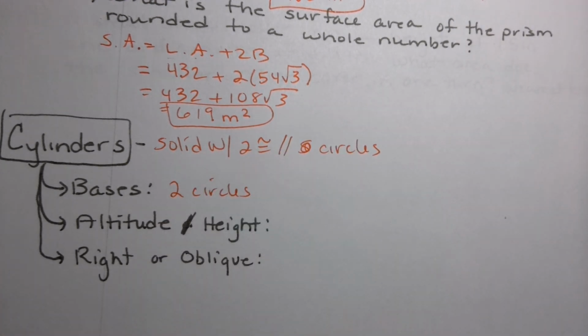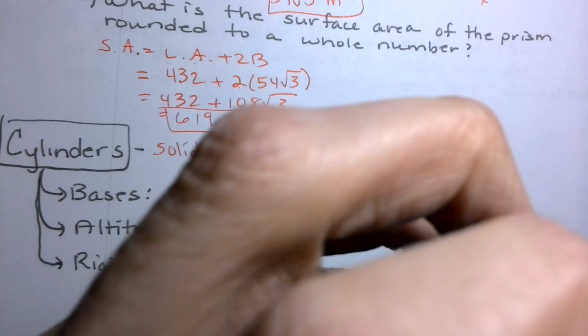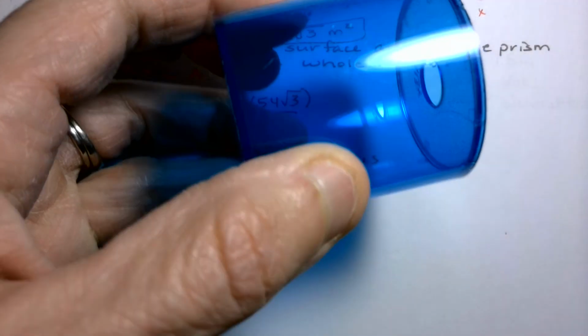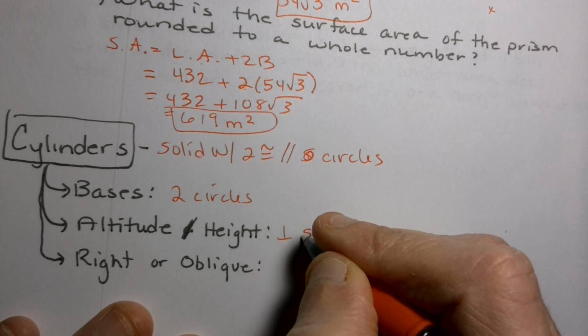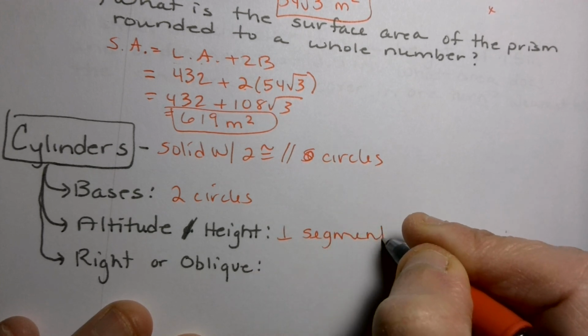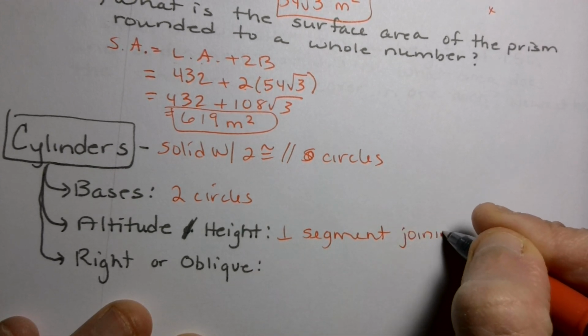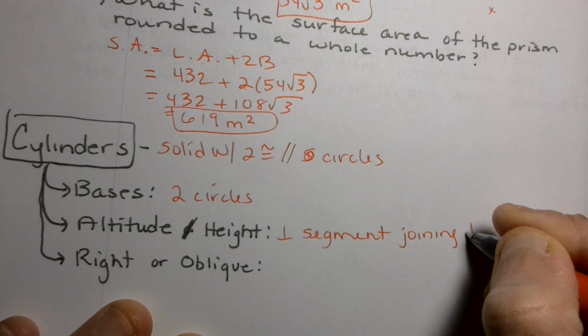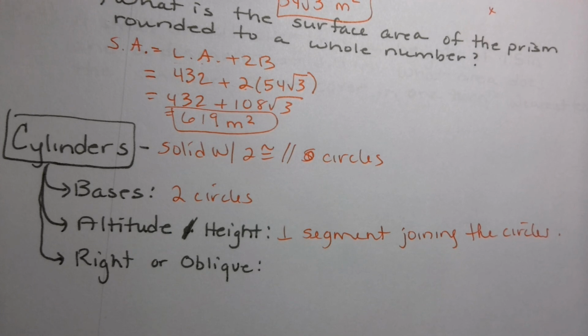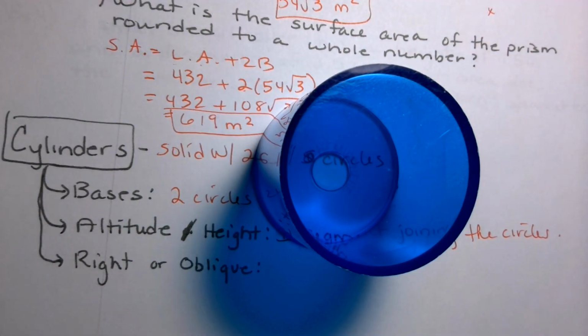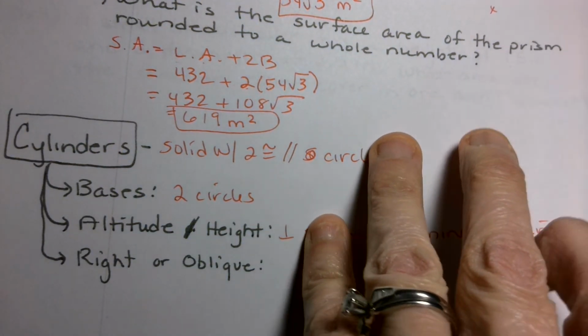And there aren't any other faces in here because it's round. The side is round, so there aren't any other polygons. The altitude or height is the same thing. It's the perpendicular segment joining the circles. And right and oblique is the same as always. This is a right cylinder. It's going straight up and down. It's not angled over. Okay.